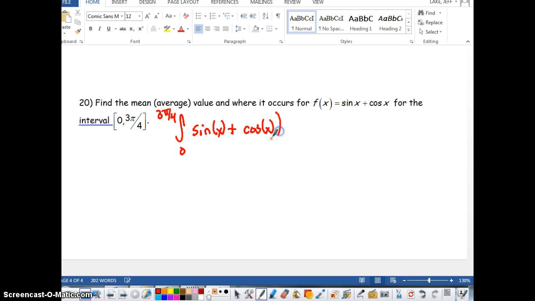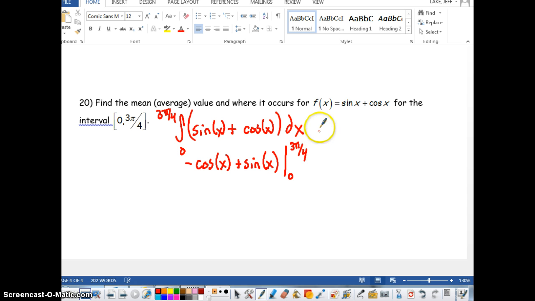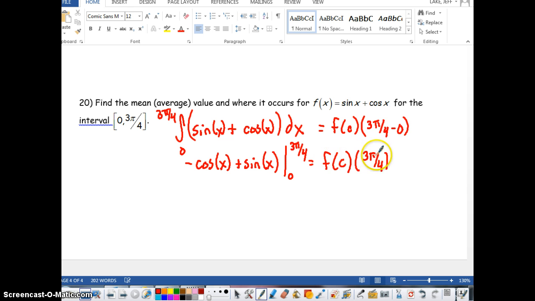So what's nice about this one is that sine of x and cosine of x are attached by addition, so you can just integrate them individually. So when you do so, this is going to be a negative cosine of x plus sine of x, and this is going to go from 0 to 3 pi over 4. And remember, when you do this, you're going to have this set equal to what's really the area. So we're calling this f of c, and then times the difference of the bounds, that's 3 pi over 4 minus 0. So really this is just f of c times 3 pi over 4. And again, this is the area. This is the height times the width for each one of those rectangles that we made.